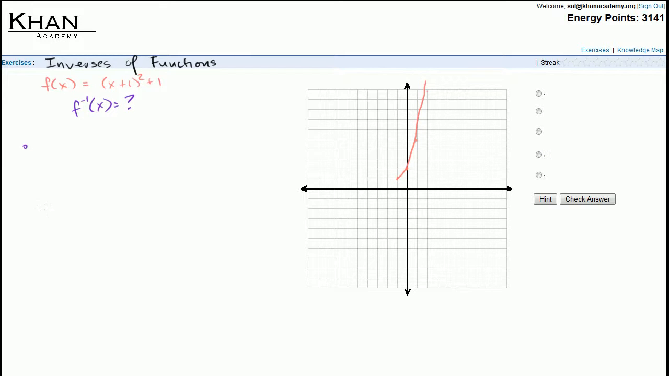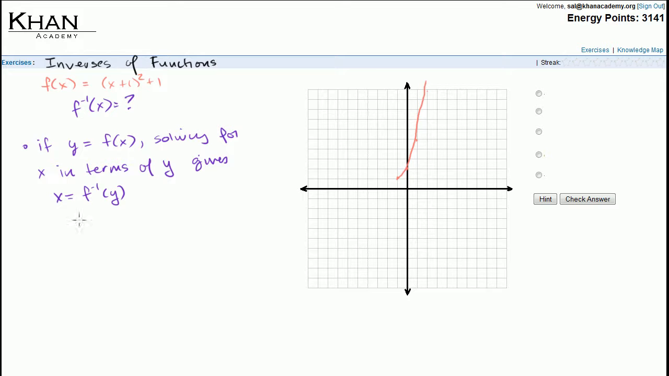And then you say, solve: if y is equal to f of x, solving for x in terms of y gives x is equal to f inverse of y. If that makes no sense to them, they're going to click hint again. And then the next step they should get is actually doing that.